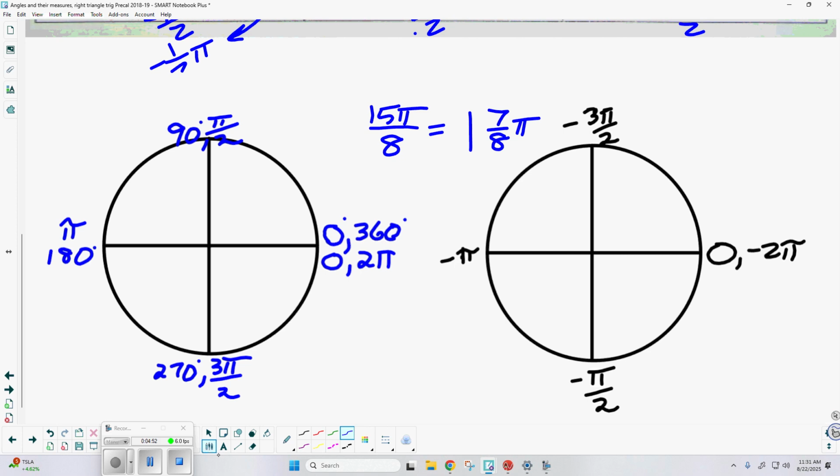Okay. So don't say it out loud. Take a few seconds. Think about what quadrant this is going to be in. Okay. And then we'll go ahead and check to see if we're correct.